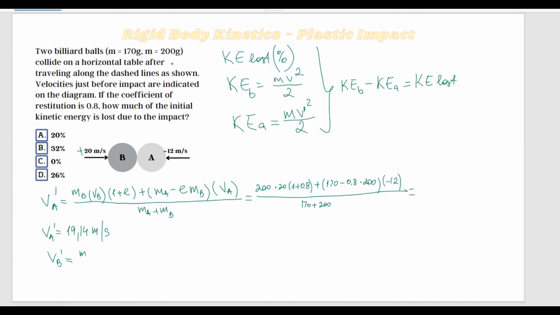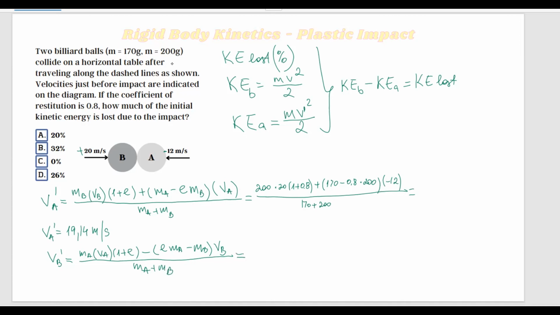And the same, let's calculate VB prime equals to, the formula in the FE handbook, I have MA multiplied by VA, 1 plus E, minus EMA, minus MB multiplied by VB, and everything divided by MA plus MB.